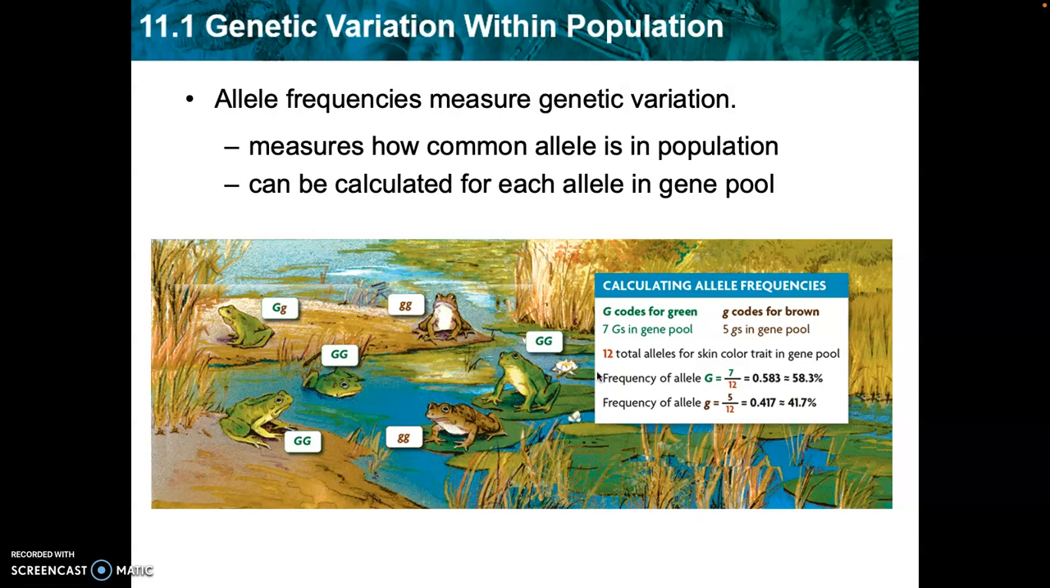Normally we report frequencies as decimals. You don't really have to convert it all the way to a percentage because whenever you do calculations with a frequency, you are going to want to keep that as a decimal. So we could do the same thing for the brown allele. We count them up, there's 5, so 5 divided by 12 gives us 0.417 as our frequency for the recessive lowercase g allele that codes for brown color.